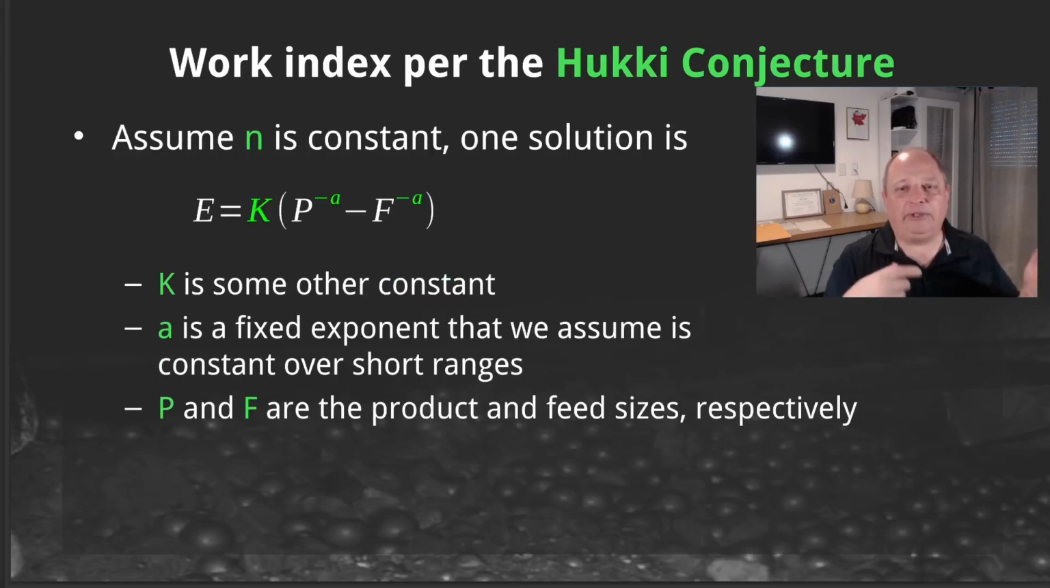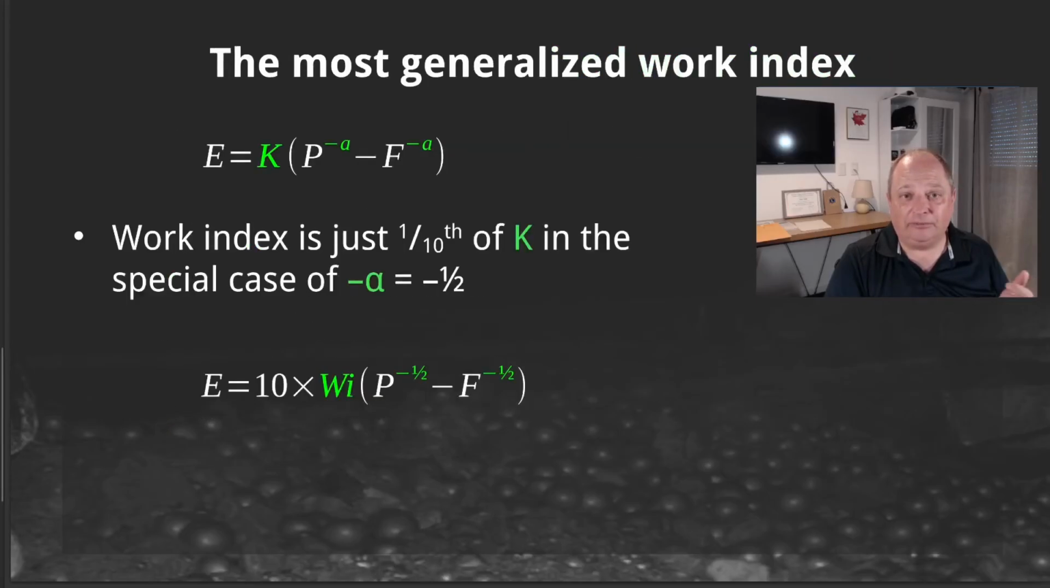So one way that you can unravel the differential equation is you get one solution that looks like this, where the specific energy consumption equals some other constant K with the feed and the product sizes to some exponent, where in this example, we're saying that the exponents are constant. So over a short size range, that's a reasonable approximation. Now this looks a lot like the Bond equation.